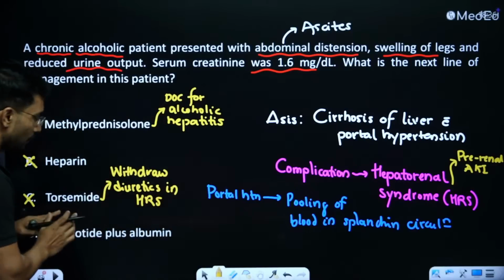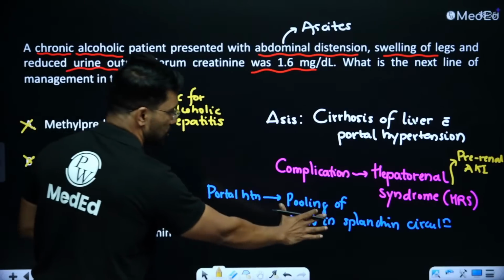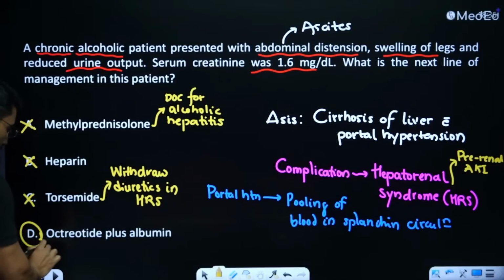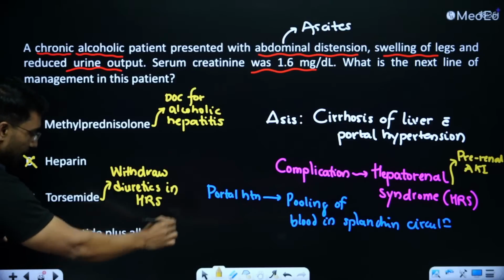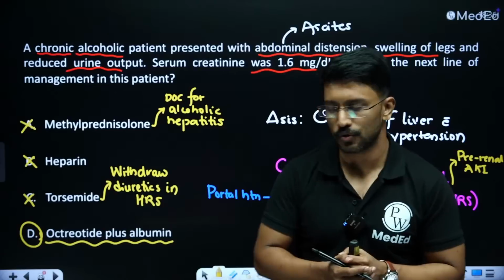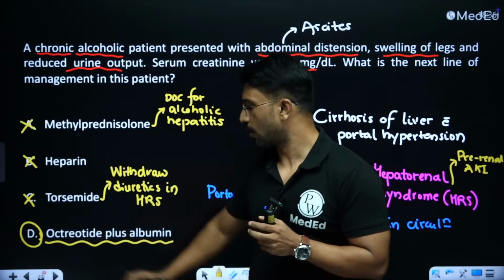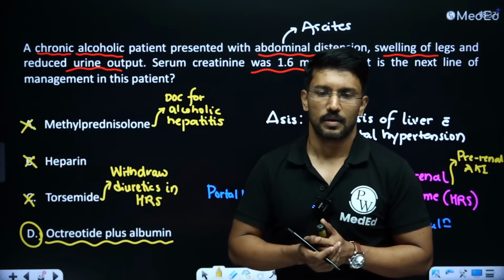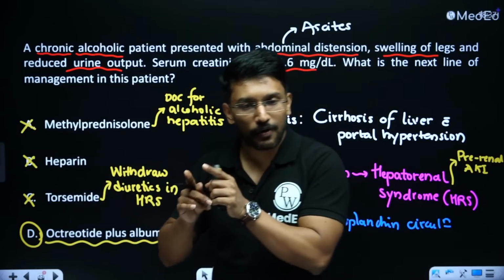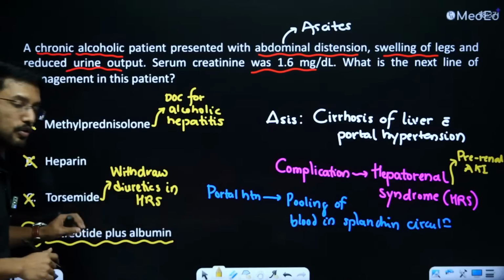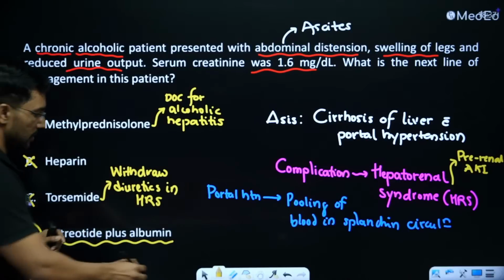Plus octreotide. Octreotide is known to cause vasoconstriction of the splanchnic blood vessels. So that will be our correct answer. But if you also had a choice called terlipressin, which one would you choose? Terlipressin plus albumin or octreotide plus albumin? Terlipressin is more effective in causing splanchnic vasoconstriction than octreotide. So the preferred agent will be terlipressin.